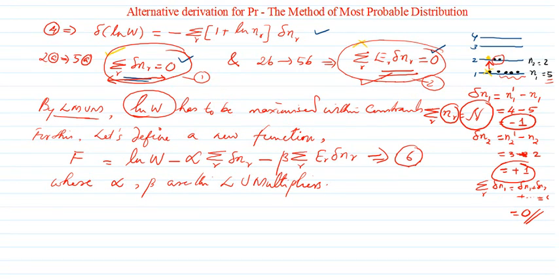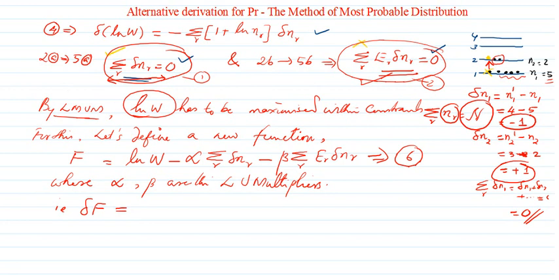Now that we have defined the new function f, what we are going to do is, instead of maximizing log of w, maximize f. And maximizing f is equivalent to maximizing log w. Why? Let's check it. I'm taking delta of f, the variation in f, called in mathematical language the differential of f. So you take the differential on the right side also.